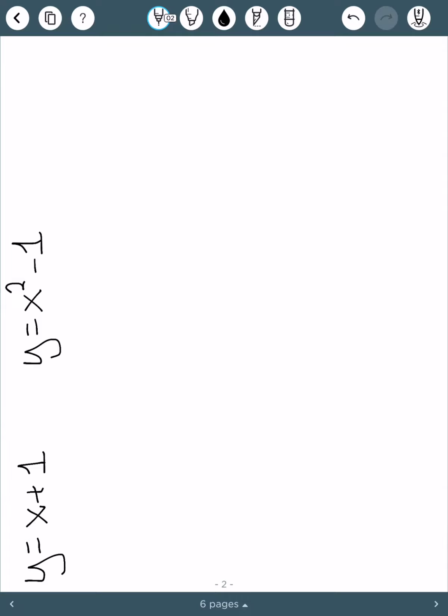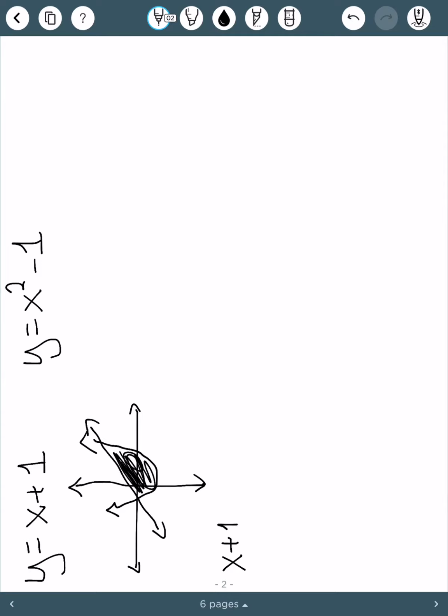Our first example, we're going to look at y equal to x plus 1 and y equal to x squared minus 1. If we think about the graph of this, x plus 1 looks something like this one, and x squared minus 1 looks like this. The first step is to find our intersection points so we know our bounds to find this area in between them. And to do that, we just set them equal to each other and solve.